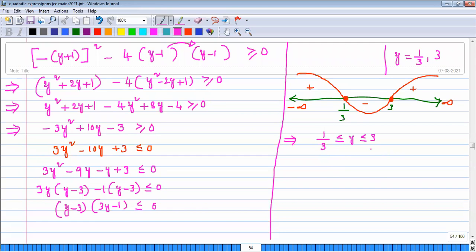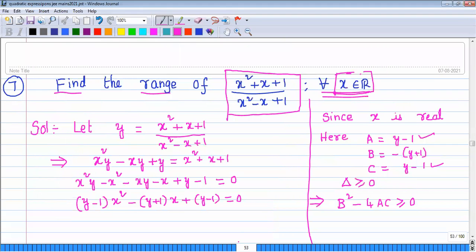So that's completed now. Otherwise we can say that y lies between 1 by 3 and 3. Therefore the range of the function equals closed 1 by 3 comma 3. So in this way we need to solve it. For the benefit of the late joiners, late viewers, once again go through the question. This is today's first question. Once again go through it.